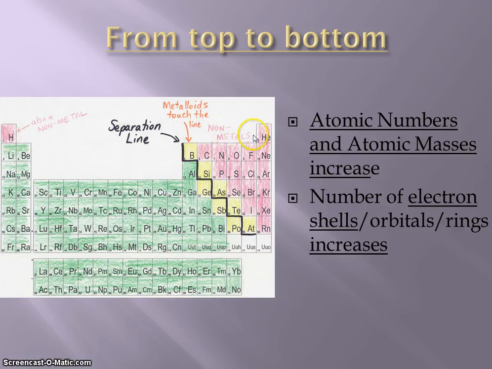As we go from the top to the bottom, atomic numbers and atomic masses increase. We're adding protons, adding neutrons, and they're getting more massive, right? And as we go down the periodic table through the periods, the number of total electron shells, or orbitals, or electron rings, or energy levels, all those things mean the same thing, those all are increasing. Period 1 has 1 total orbital. Period 2 has 2. Period 3 has 3. All the way up to period 7, which has 7.